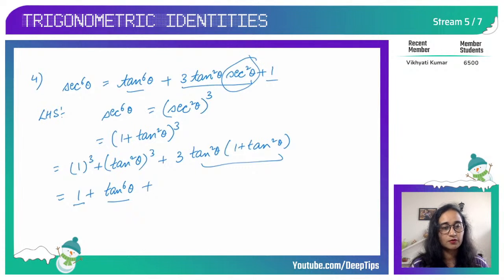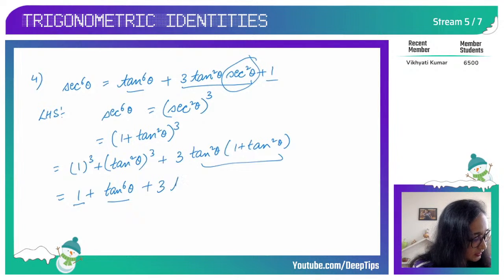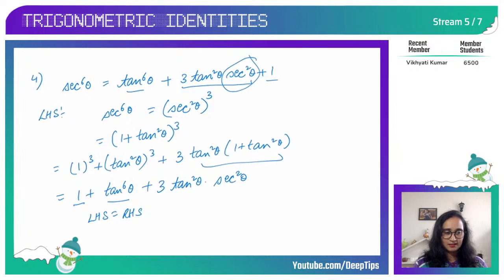I should not open the brackets, because if I open the brackets, I get 3 tan square theta plus 3 tan raised to the power 4 theta, which is not giving me the RHS. So to get the RHS, I will stop here. I will just take a pause, look at my question, recall the identities, and then substitute. So I'll write here 3 tan square theta into secant square theta, which equals my RHS. So I can write LHS equals RHS, and hence proved. So this is how you solve the questions which have huge powers.